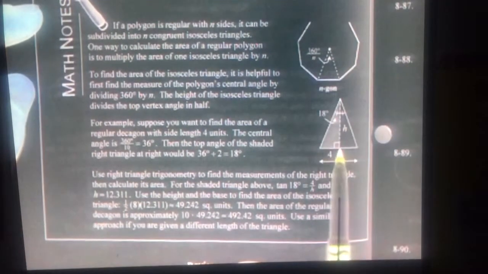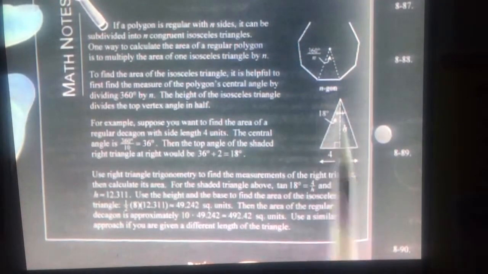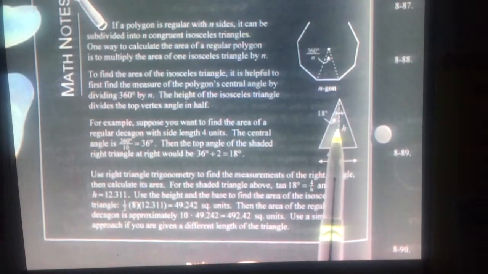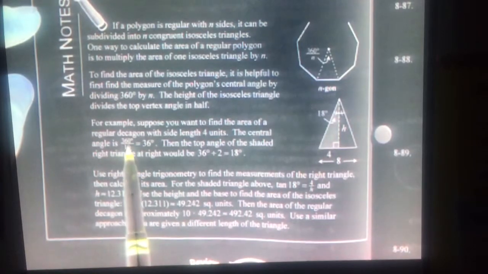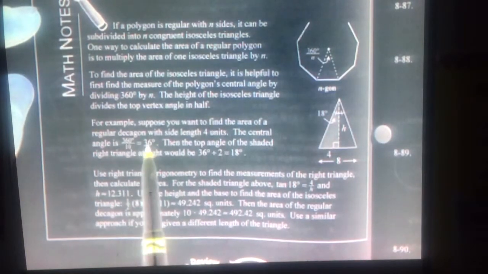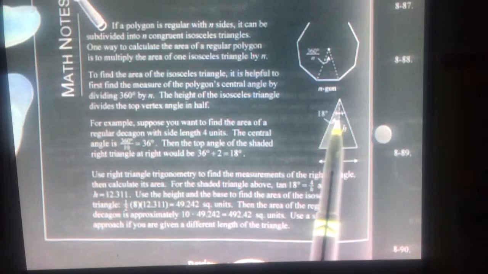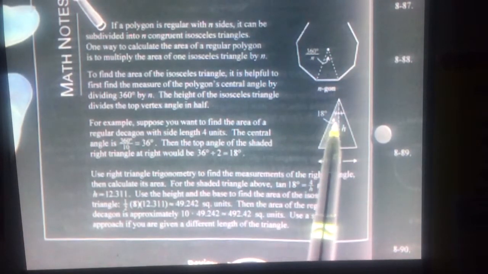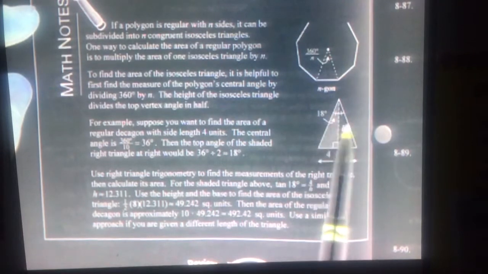A polygon with 9 sides. But looking at this one, it has 10 sides. We do 360 divided by 10, which means there's 36 degrees in the triangle here. That means that each of these 2 little triangles are 18 degrees each.